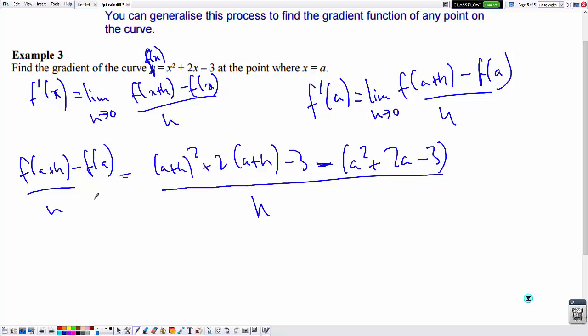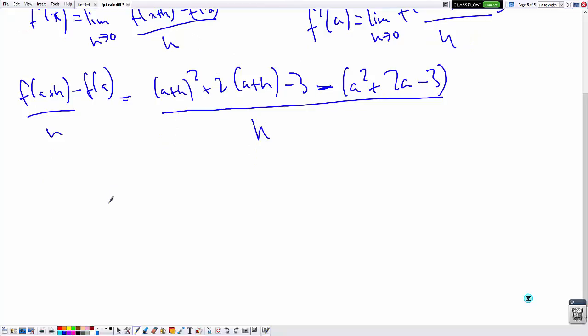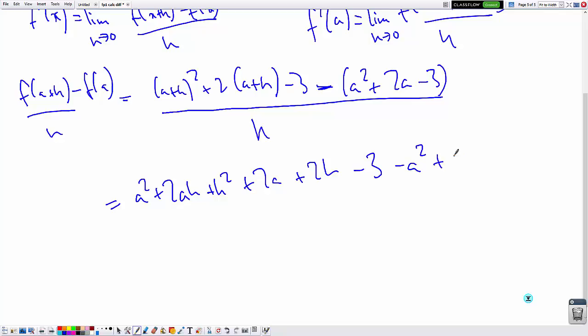The tricky bit here is the numerator; dividing by h is not a problem. So let's just multiply out. That bit there is a squared plus 2ah plus h squared plus 2a plus 2h minus 3, minus a squared, minus 2a, plus 3. Let's double check: a squared plus 2ah plus h squared plus 2a plus 2h minus 3 minus a squared minus 2a plus 3. That's fine. That's all of that divided by h.